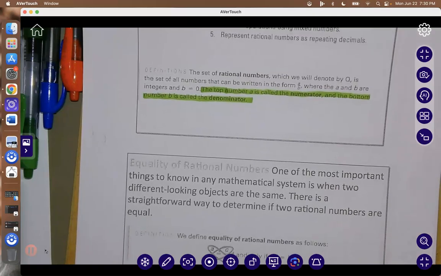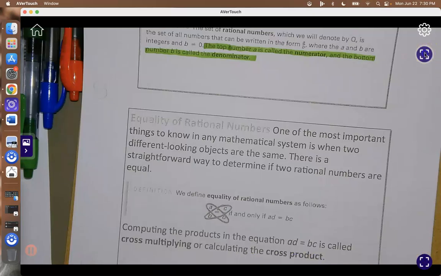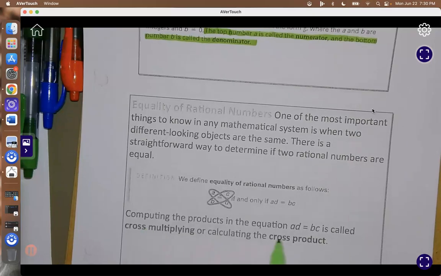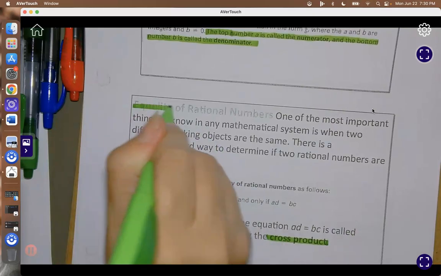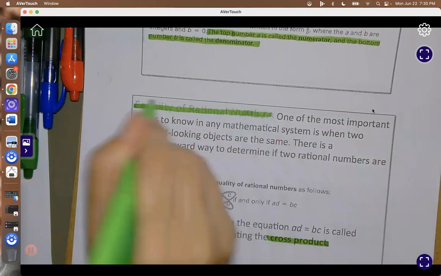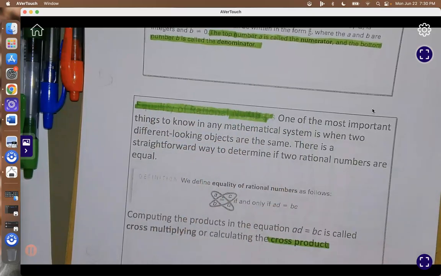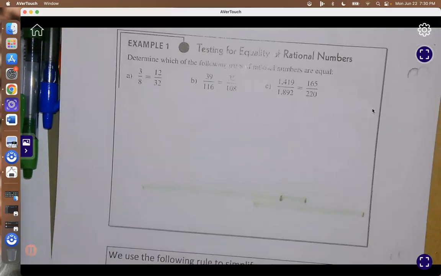How do we tell if two fractions are equal? Remember, we're going to use what we call the butterfly method, and I'm going to make these things go away. Sorry about that. So you use the butterfly method, cross multiplying, the cross product, to determine the equality of rational numbers. I'm really not enjoying this green highlighter, but it is what it is.